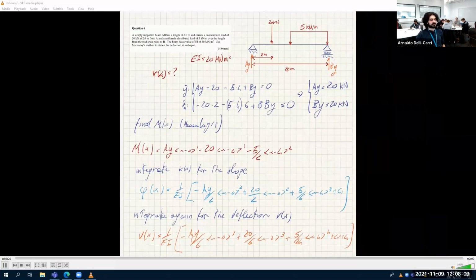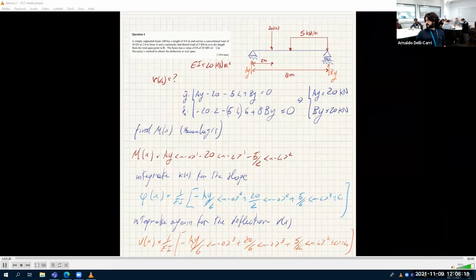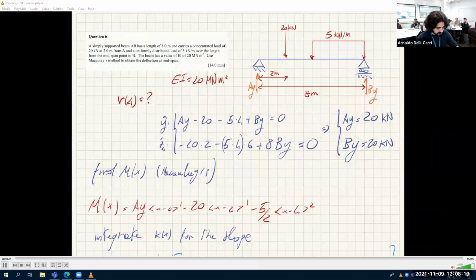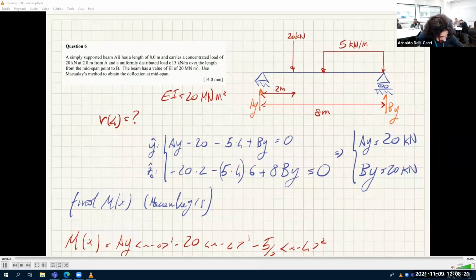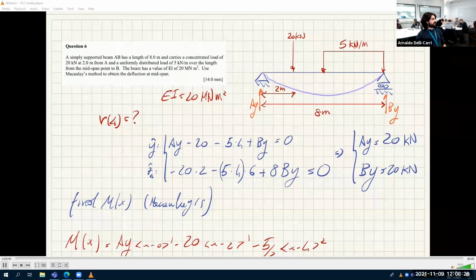Compatibility equation is that what do you know about the deflections of this thing or the slopes? We can't say anything about the slopes. Because see, if I draw the deflected shape, it might look like this.